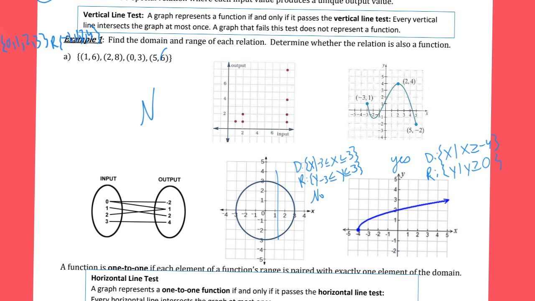Because more than one input goes to 6, that's not one-to-one, okay? This one is also not one-to-one because it fails the horizontal line test. This is also not one-to-one. Let's see. This is not one-to-one because multiple things end up at 1, okay? This also fails the horizontal line test. This one passes it, so it is going to be one-to-one. So you can check those out and see.